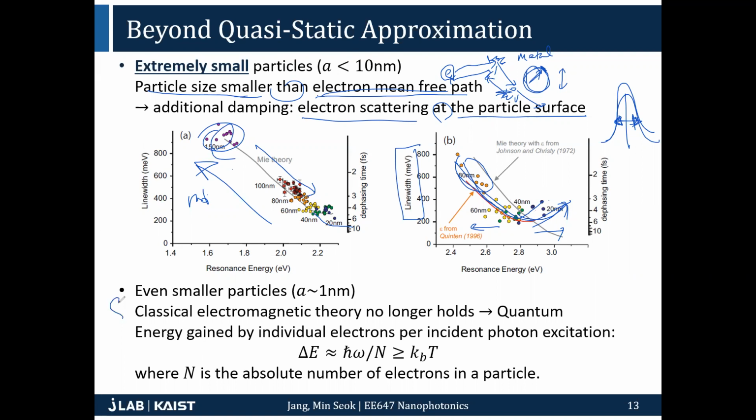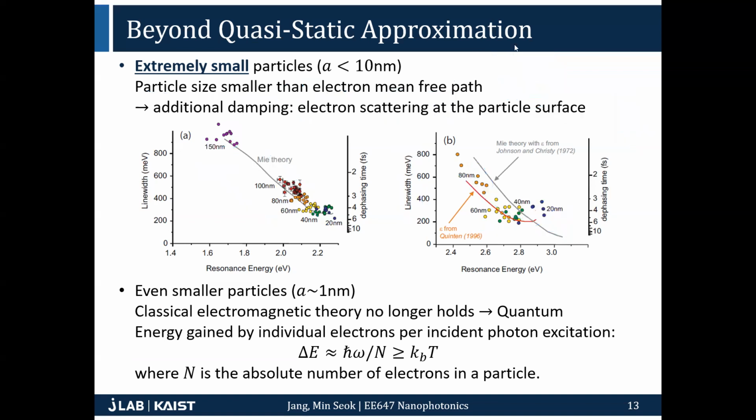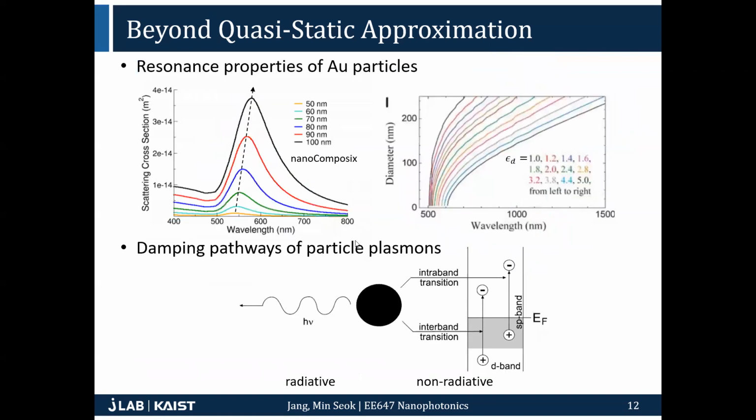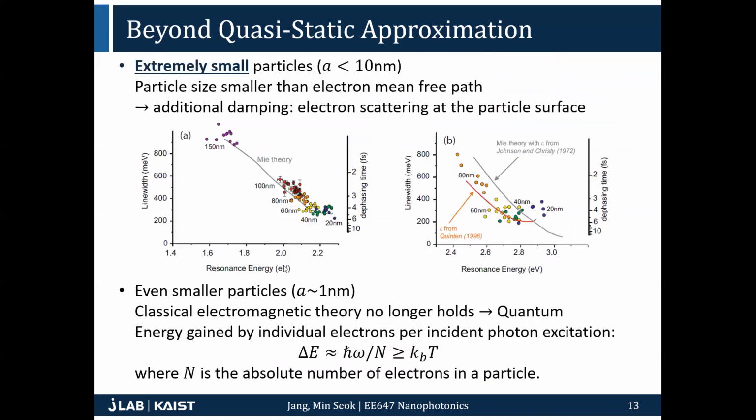And then if you go to an even smaller particle, like a particle size of 1 nanometer, which is about a few atoms big, then classical electromagnetic theory no longer holds. So you need to take into account the full quantum theory. So what we learned, the quasi-static approximation, can only be applied between 10 to 100 nanometer particle size, where most of the applications lie.